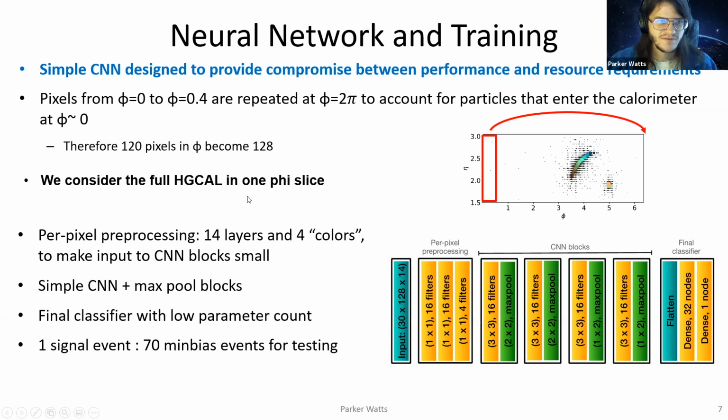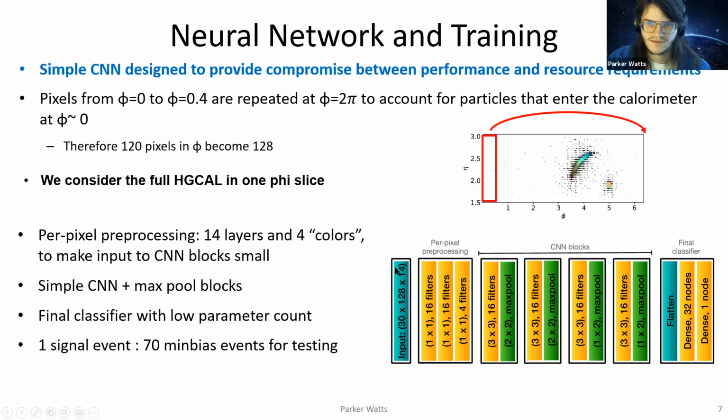And we're considering the full HGCal in one phi slice. So in the bottom right, you see a visualization of the neural network. And each of these blocks is a layer of the neural network. And if you aren't familiar with neural networks, you can think of the input causes certain activations within the next layer, which causes certain activations within the next layer, and so on.